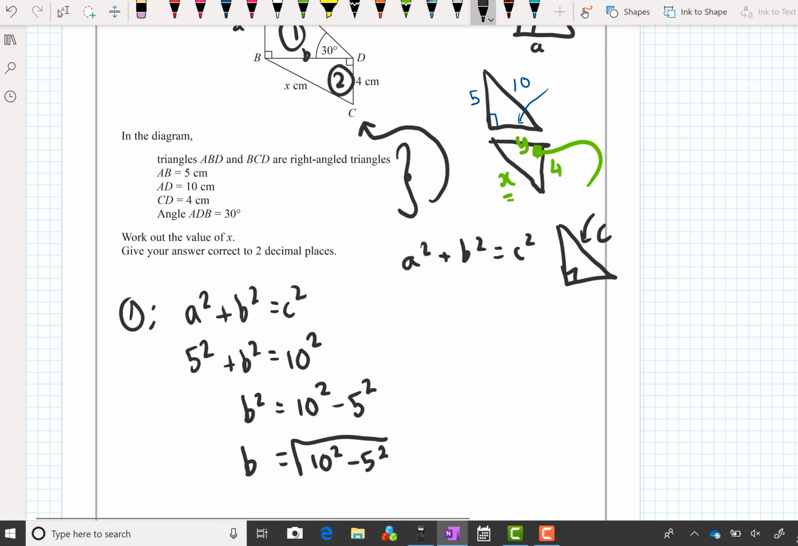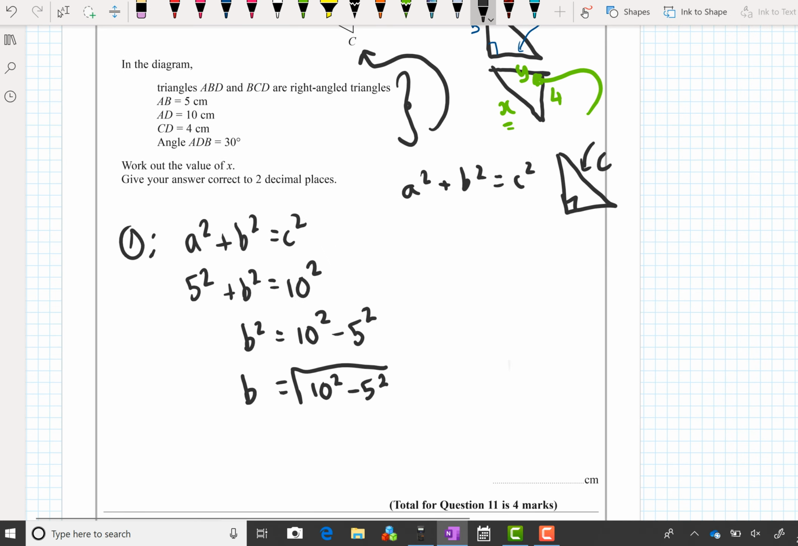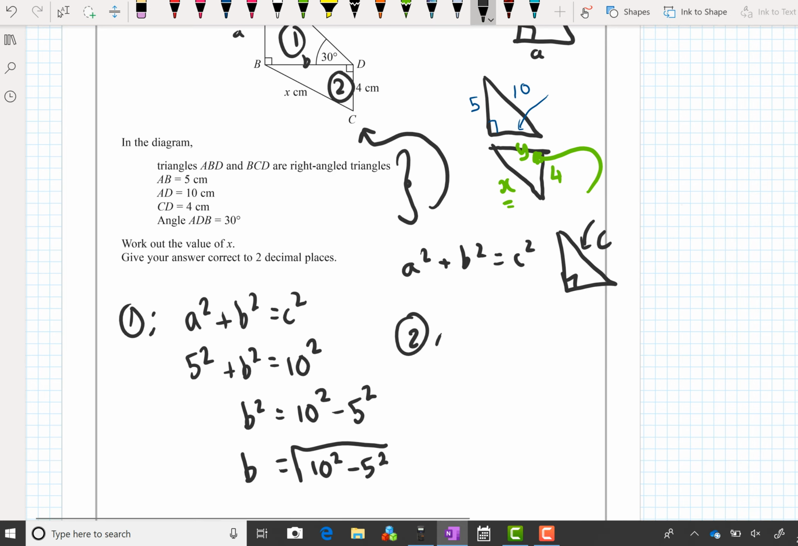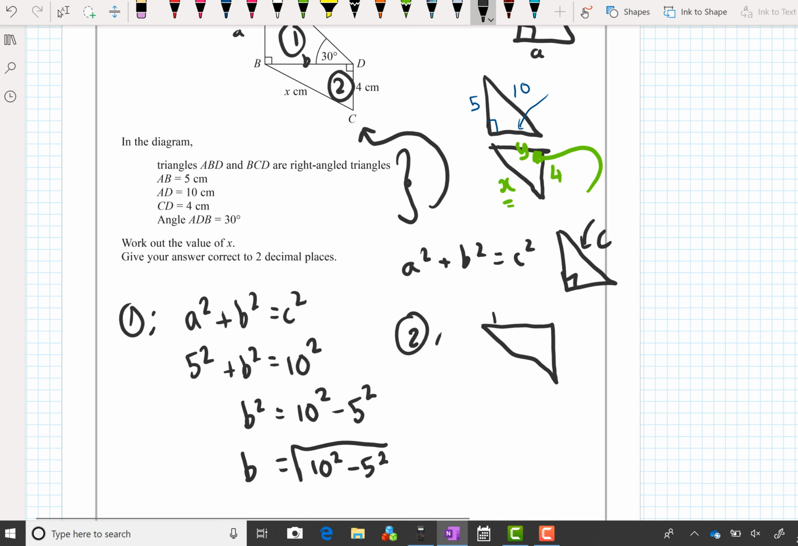Now, if I draw triangle 2 here, a little sketch just so it makes sense to me. This missing side was the square root of 10 squared minus 5 squared. If you think back to this green arrow, linking it down, we know this side is 4 from over here. And we want to find C, which is the longer side, opposite the right angle.